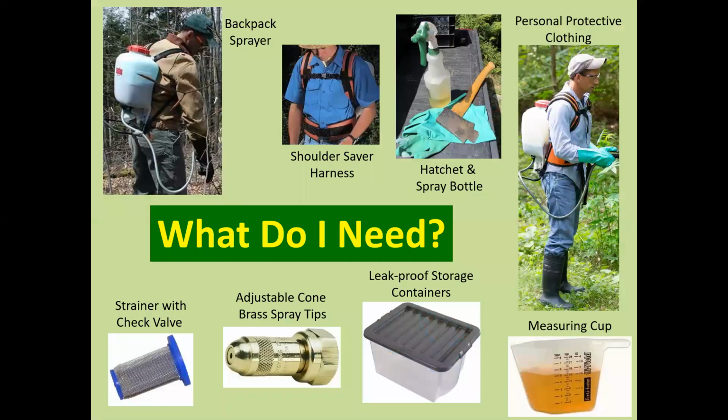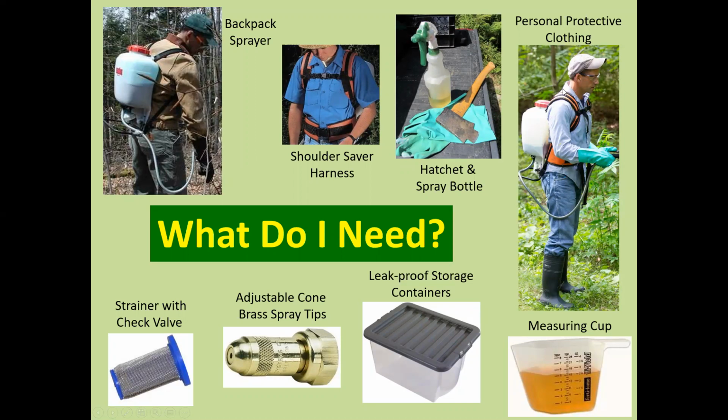So what do you need to get started? Virtually all the work we're going to talk about here, and we do a highlight on the individual plants, can be done with a backpack sprayer. I would recommend buying the shoulder saver harness to go with it. And a hatchet and a spray bottle if you're going to be doing any kind of hack and squirt work.